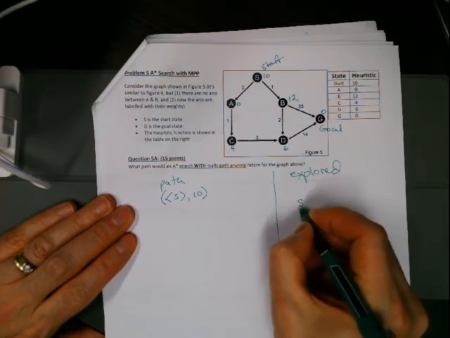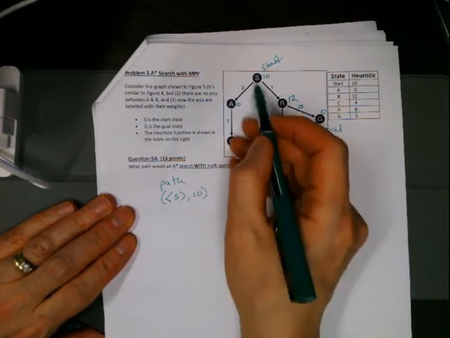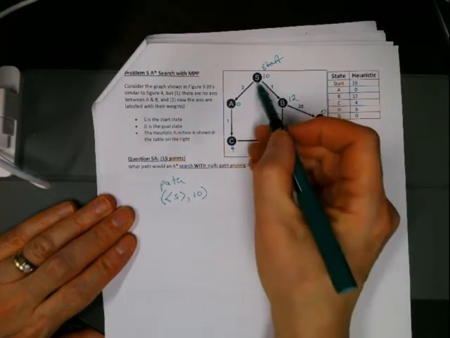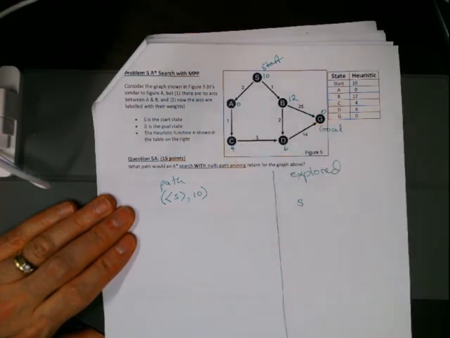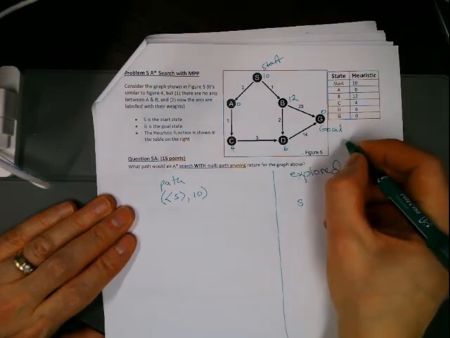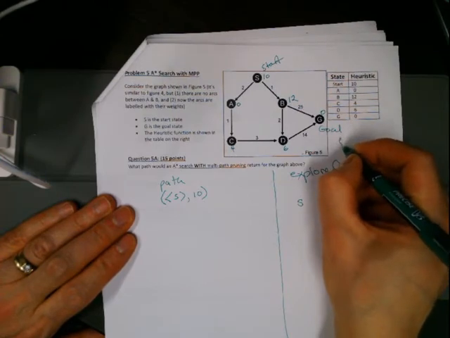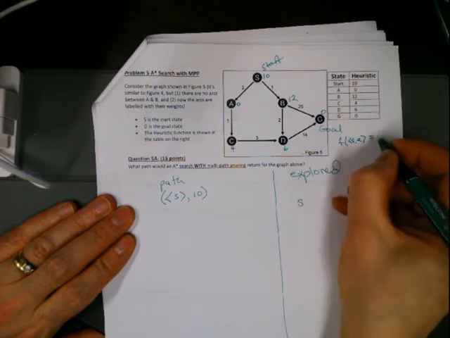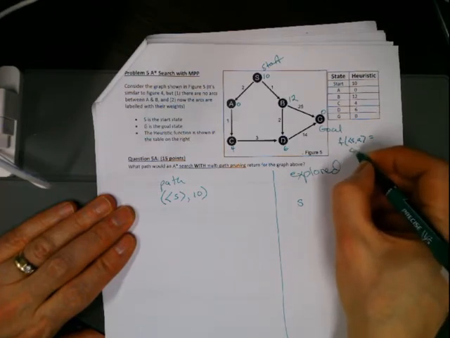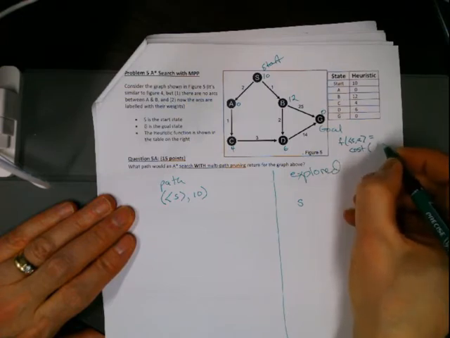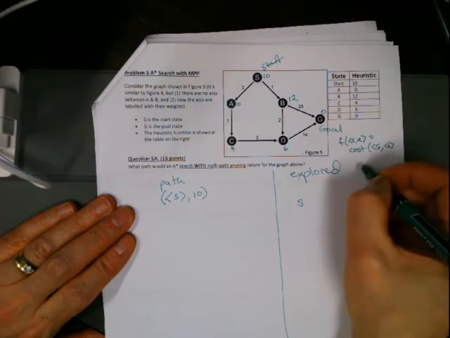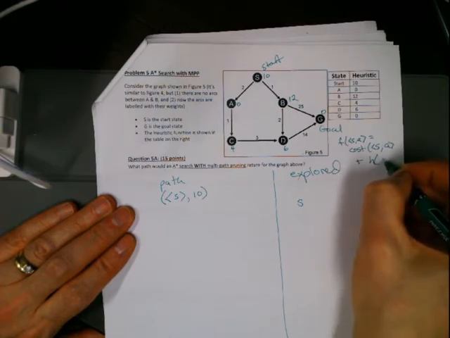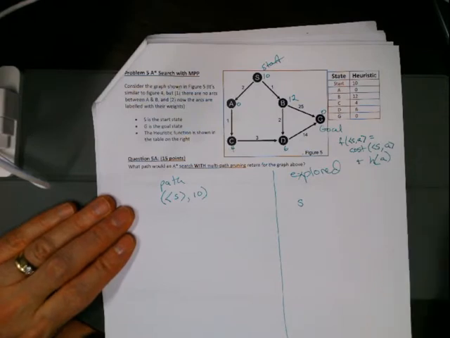So we'll say that we've explored S now, right? And what do we got? We have SA and SB. And SA is 2 plus 0, right, to get that function? So we've got the F of the path SA is equal to the cost of that path plus the heuristic of A, right? The last thing. So we need to figure that out.